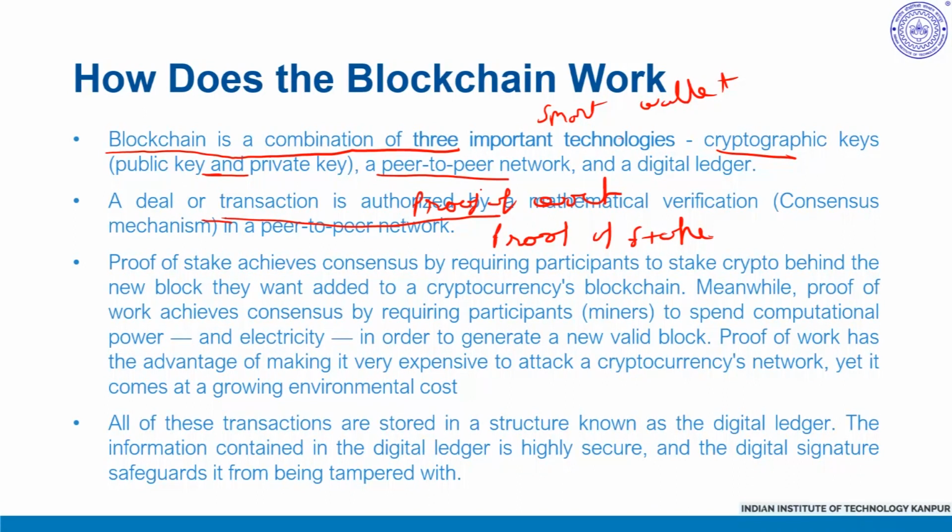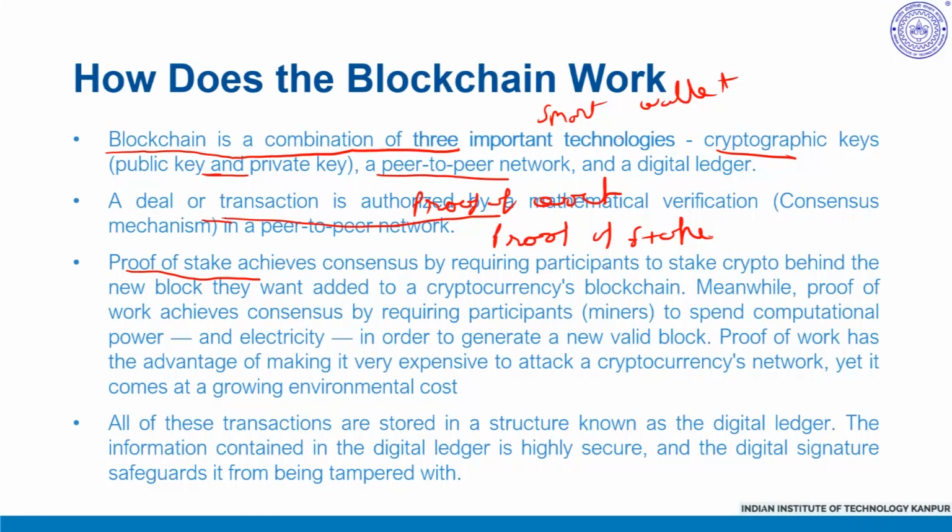Let's take example of proof of stake mechanism. So proof of stake achieves consensus by requiring participants to stake or put at stake their cryptocurrencies behind the new block they want to get added to a cryptocurrency's blockchain. So that is about proof of stake.